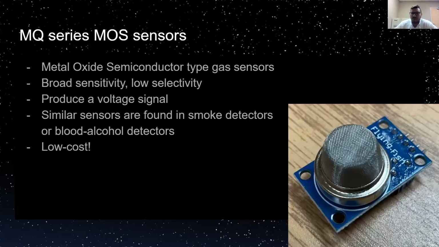So the MQ series MOS sensors, specifically MOS semiconductor type gas sensors, which all these sensors are, have broad sensitivity and low selectivity. Again, they cannot identify selective chemicals inside of a sample. They produce a voltage signal, and similar sensors that most people may be familiar with are found in smoke detectors or blood alcohol detectors, breathalyzers, I believe. And again, very low cost, typically $2 thereabouts. That could change depending on supply and demand. Currently, I know things are getting kind of crazy, or have been rather, but again, fairly low cost.